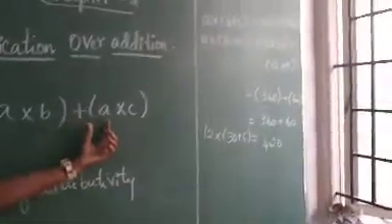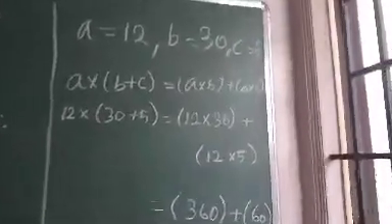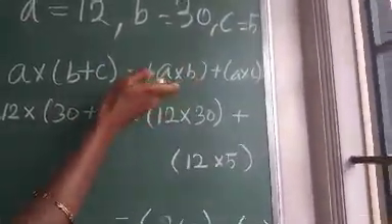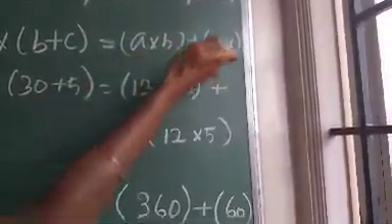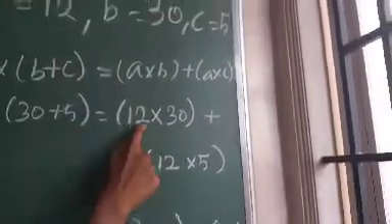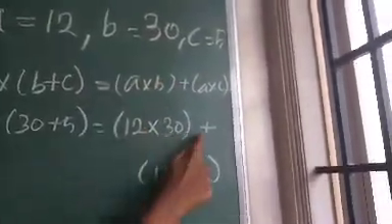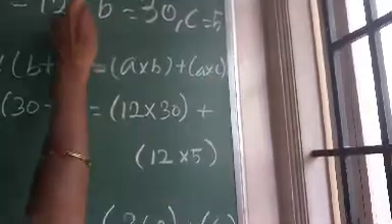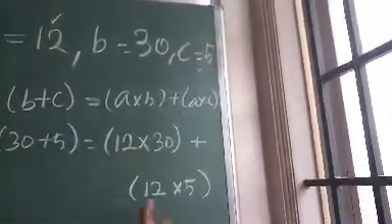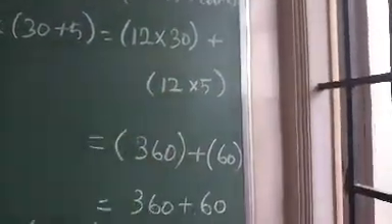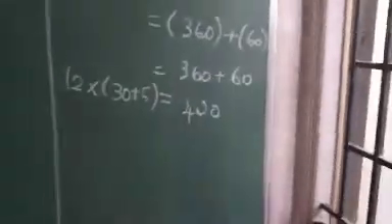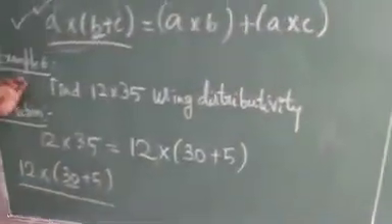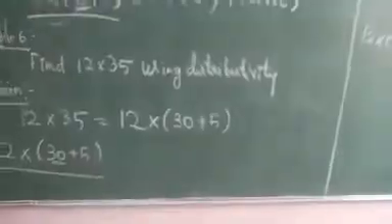Now you already know what is LHS and the RHS. Now you move on to the RHS. That means A into B plus A into C. A value is 12 here, B value is 30. 12 into 30 plus A into C. A value is 12, C value is 5. So 12 into 5. If you solve this, you will get 420. So this is how you have to solve the numbers by using the distributive property.